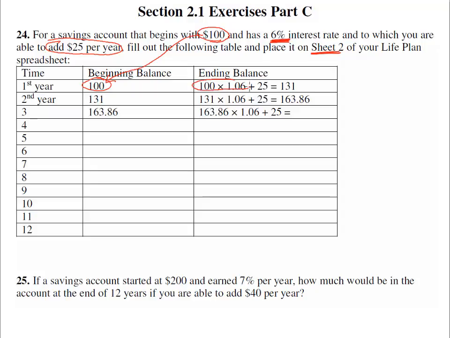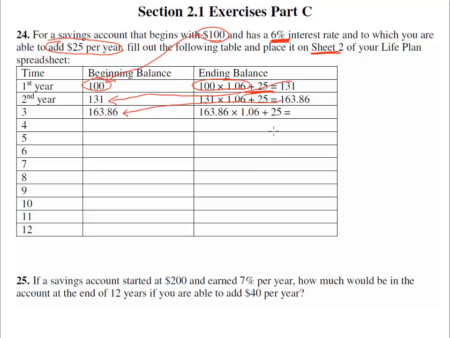So this is just like what we did in number 22, but then it has, ta-da, we're going to add $25 as well. So let's start filling this out. There's our 131, and it comes right over here and is the beginning balance for the next year. And the 131 we times by 1.06, that's the 6% interest, and then add $25, and we punch it out and we get 163.86. And that becomes the beginning balance over here.